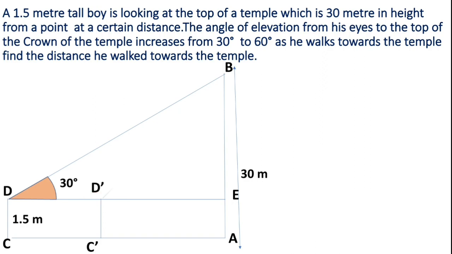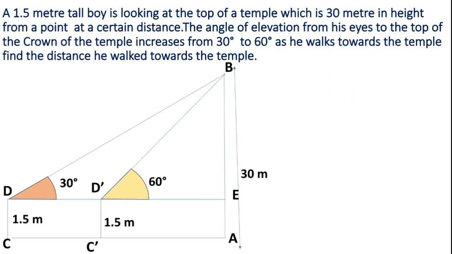And from D dash we have to draw a line of sight like this. Okay, so here we get the angle 60 degrees. This angle becomes 60 degrees now. Now we have to find out the distance, how much distance the boy moved towards the temple. So we have to find out D dash length.